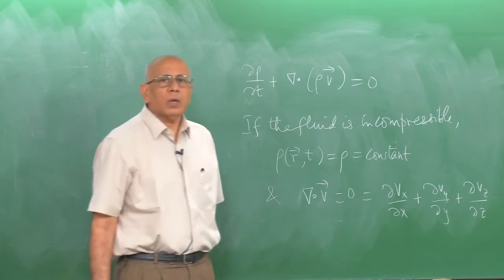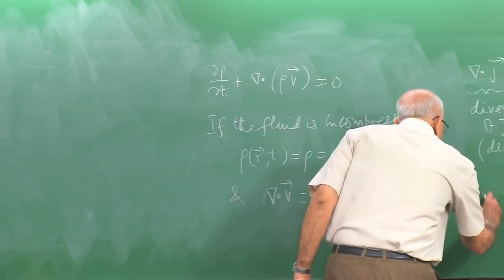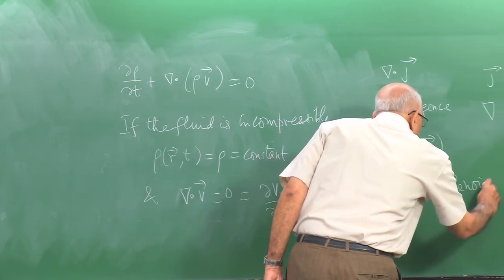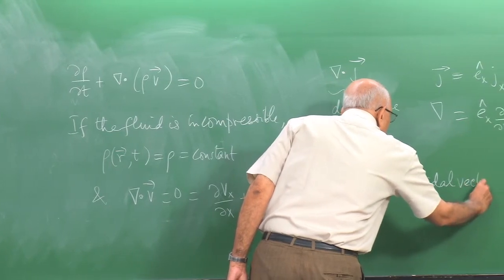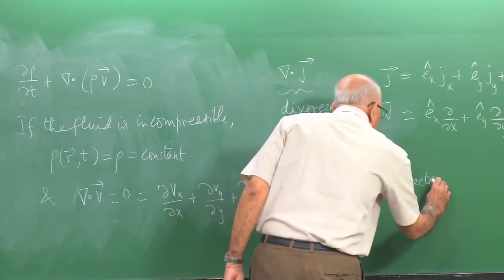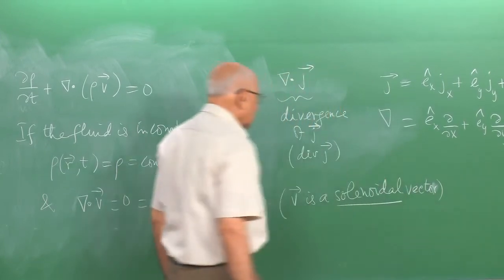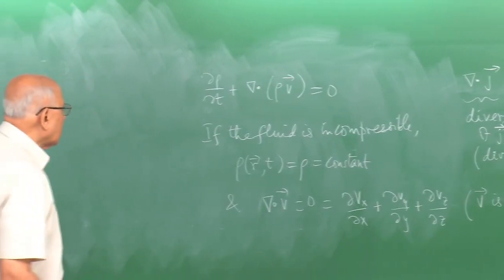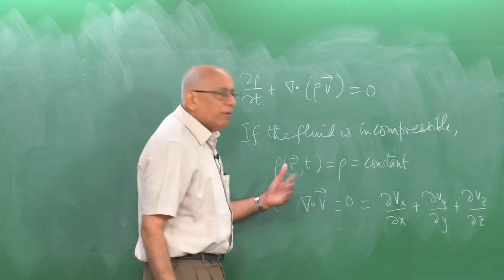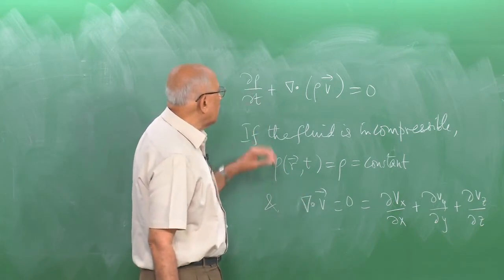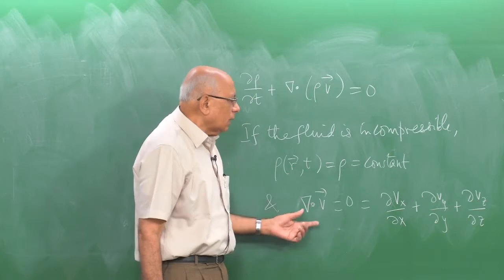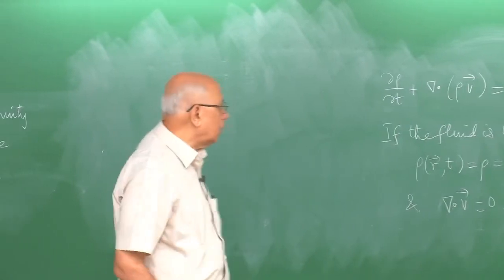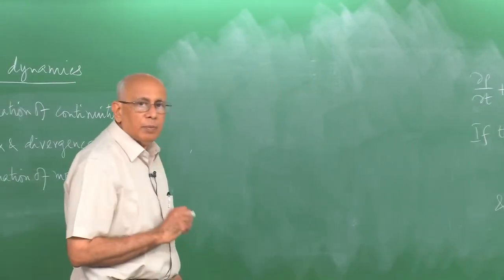Such a flow is said to be solenoidal. V is said to be a solenoidal vector. That is the technical term, but this simplifies matters enormously, because it says the equation of continuity does not involve the density at all. It just says del dot V, the divergence of V, must be 0 at all points. So, it puts a kind of condition on the velocity V in the very important case of incompressible flow.